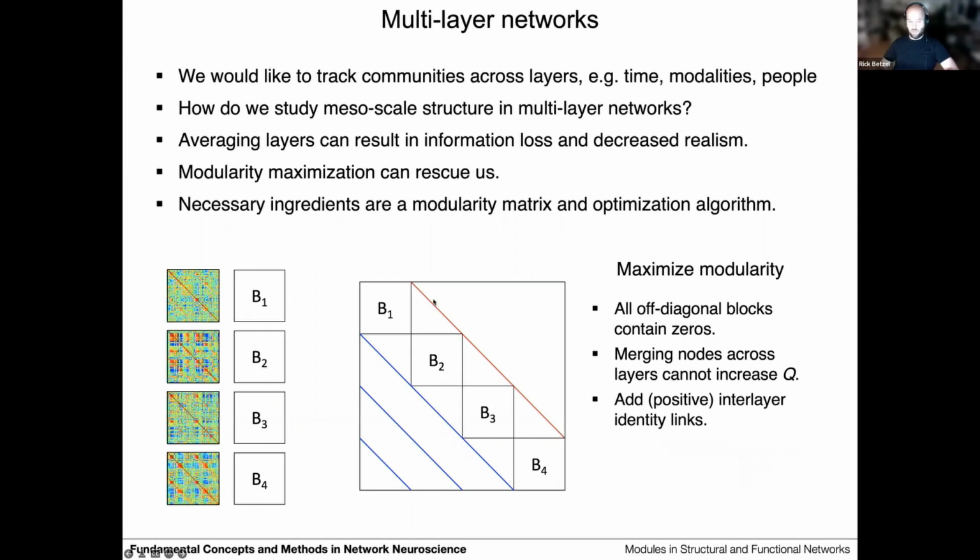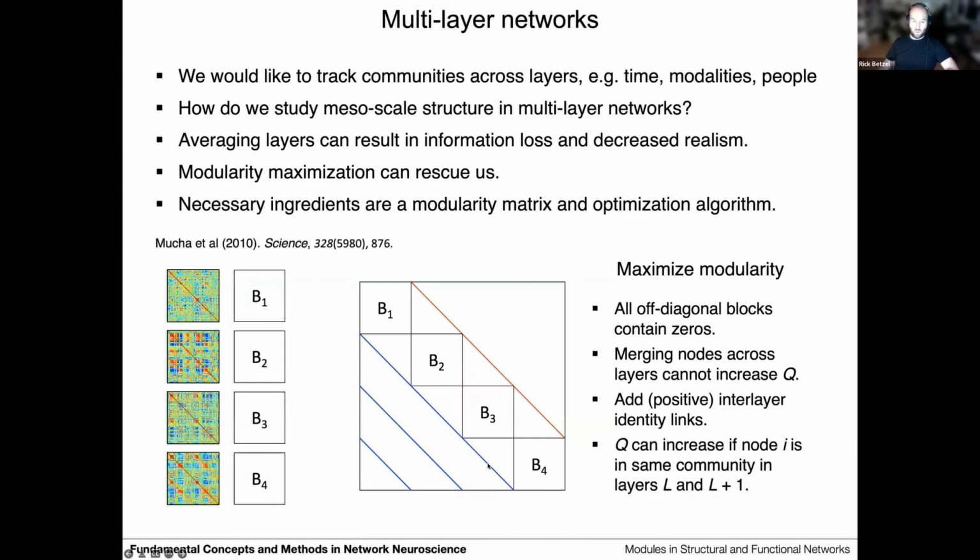There are different ways we could do this. In a temporal network, we could couple temporally adjacent layers to one another. If the layers correspond to different connectivity modalities or different individuals, we could couple them categorically, so it's kind of all-to-all, where all layers interact with one another. But if we do this, then occasionally Q can actually increase if a particular node gets grouped into the same community across layers.